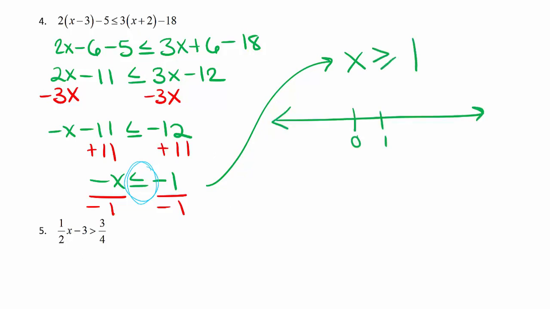On the number line, I do a closed circle at 1. We are including the 1. And then greater than means I shade everything into the right.